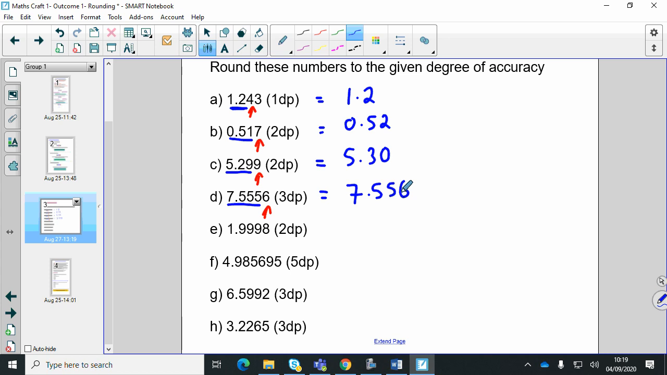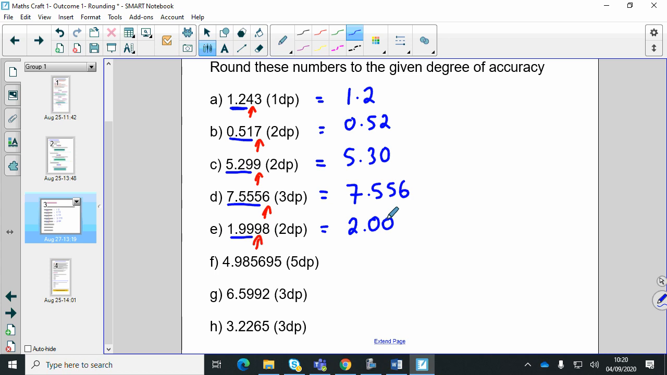Okay, question E, 1.9998 to 2 decimal places. So we've got our 2 decimal places here, 1.99. And we're going to check this one. And what that 9 is going to do is it's going to round the next 9 up, and that's going to round the next 9 up, which is going to round the 1 up as well. So if you think of this as almost like being 199, rounds it up to 200, or in this case 2.00. It's important that you put the 2 zeros there because that gives you the 2 decimal places.